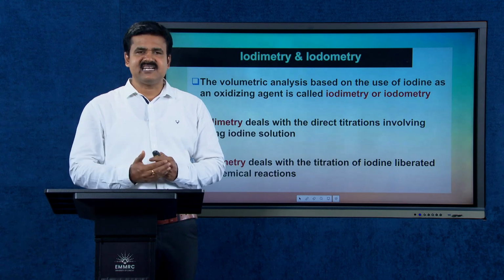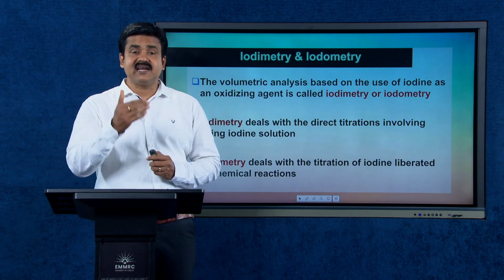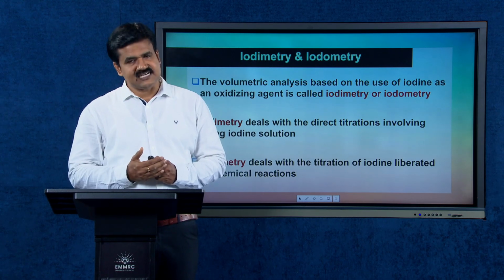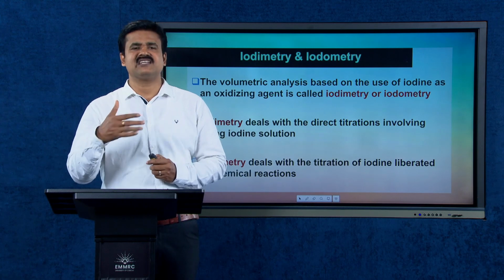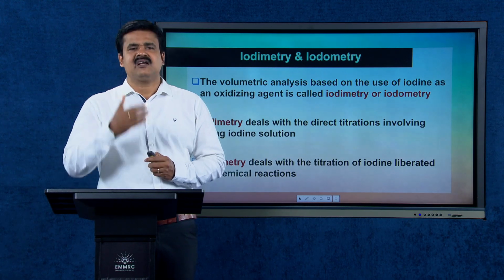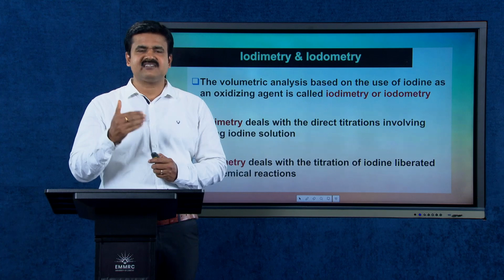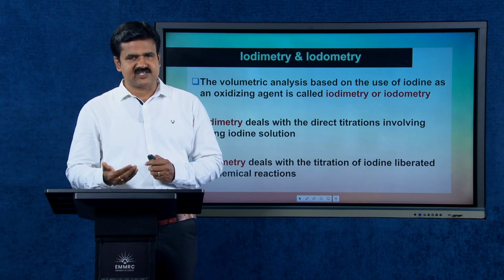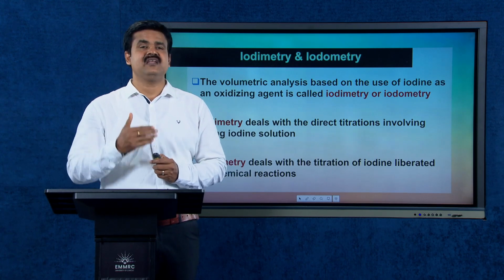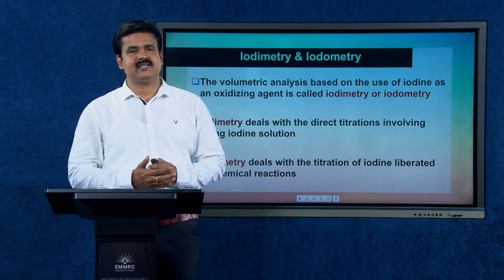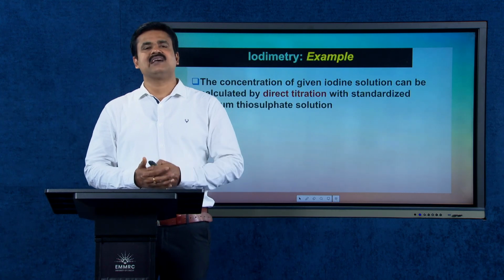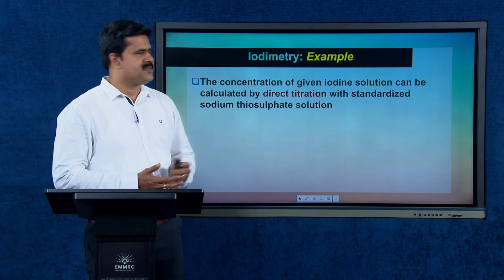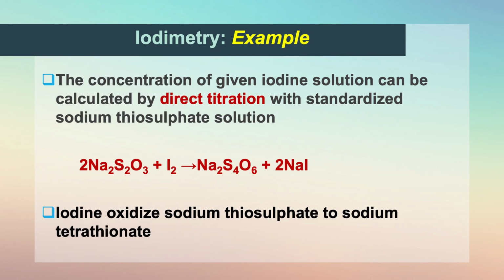However, in the second case, iodometry, liberated iodine is used for the titration. There are so many chemical reactions in which iodine is liberated quantitatively, and that liberated iodine can be used for the titration. This is the difference between iodimetry and iodometry. Now, some examples for iodimetry are here. The concentration of a given iodine solution can be calculated by direct titration with standardized sodium thiosulfate solution.